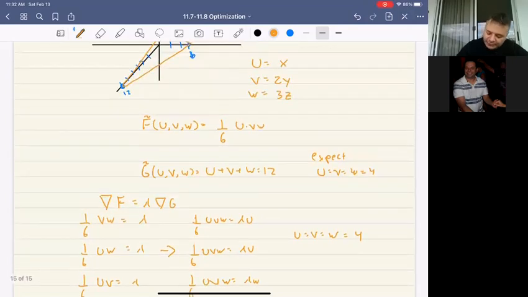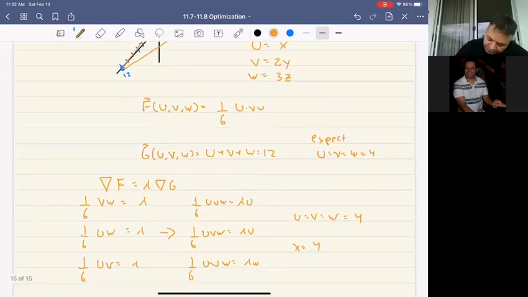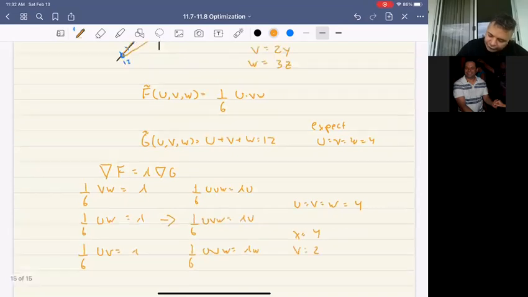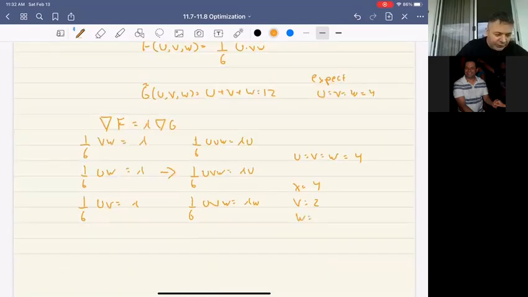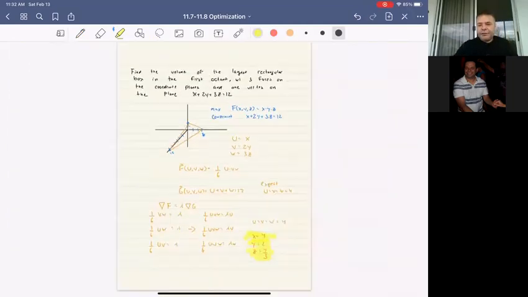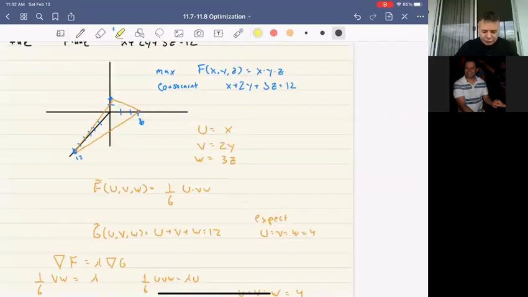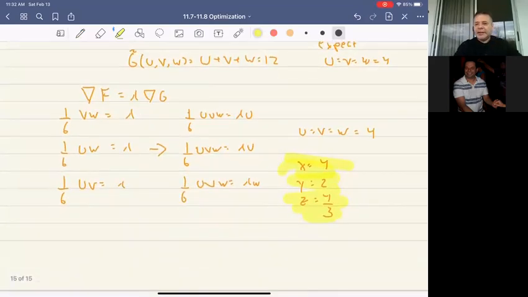Okay, so what's that give us? X equals 4, V equals 2, and W equals 4/3. Oh, sorry. That should be Y and Z. Okay? All right. So, for just an extraordinary amount of the problems that you're going to see in this section, you can use this sort of symmetry trick. Okay? So, go forth and optimize.